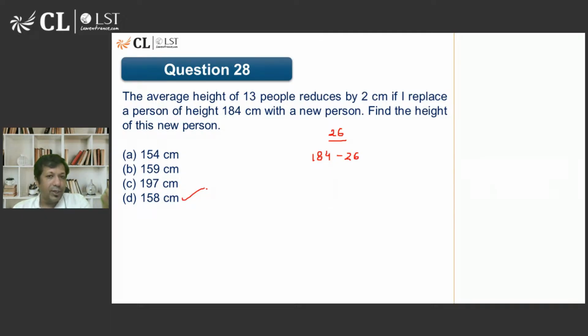Average height of 13 people is reduced by 2 centimeters. It means sum of the height is going to be decreased by 26. And that decrement is happening because of the replacement. So one guy has a height of 184 centimeters. So the new guy who's coming must have 26 centimeters less height than the 184 guy. So that's how we can calculate the answer. It is a direct answer.